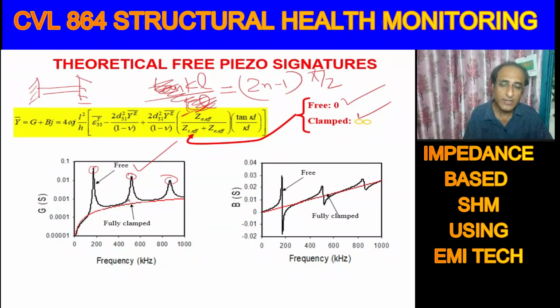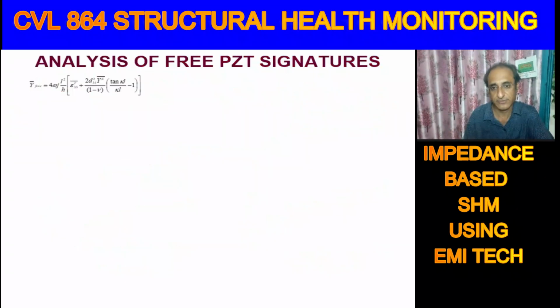So the actual structure is in between the two. Actual structure will be in between the two. So we'll get a peak somewhere in between. And if the mechanical impedance of the structure itself is very large, then the peaks will not show anything related to the piezo patch. It will be totally structure resonance.